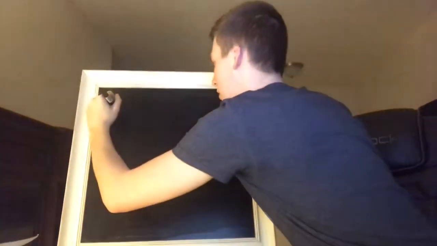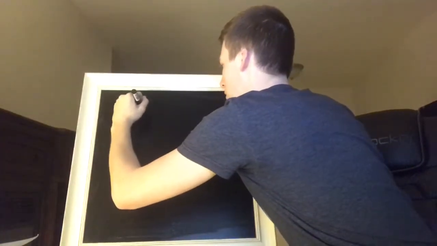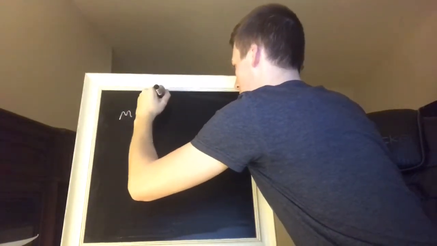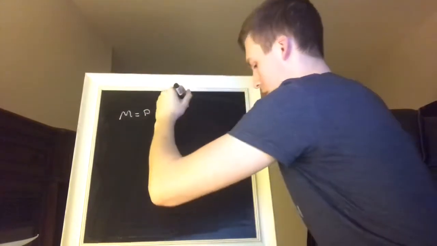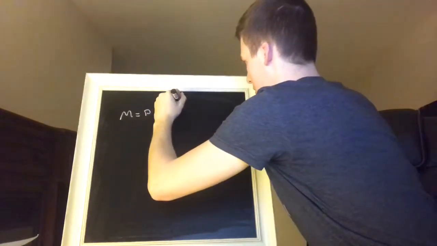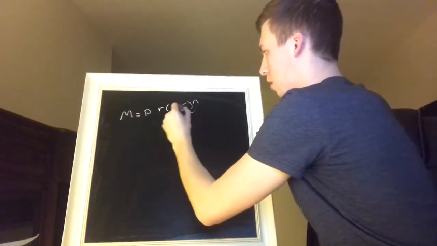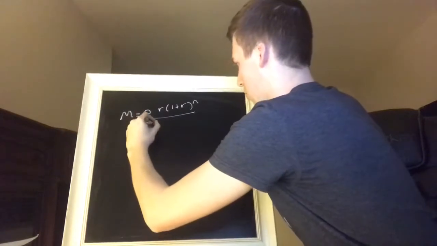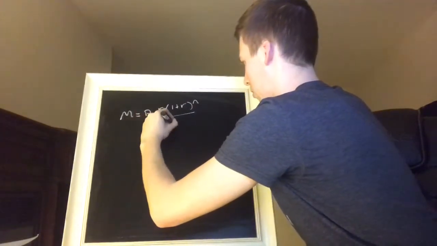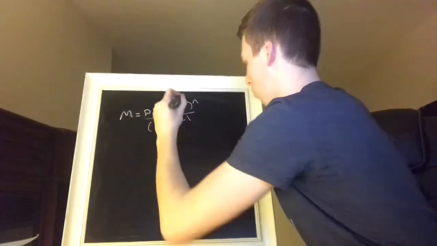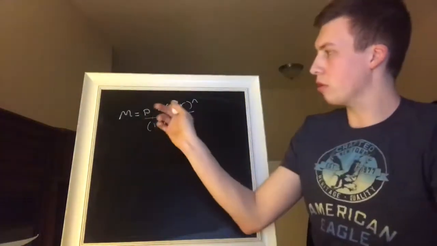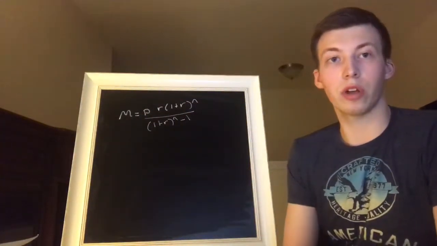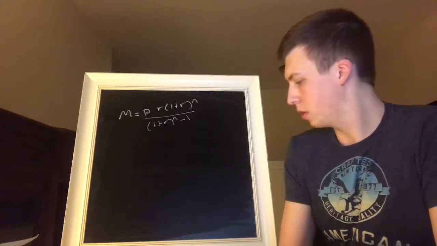So the equation itself is M equals P times R times (1 plus R) to the N, over (1 plus R) to the N minus 1. So that is the equation to figure out your monthly mortgage payment.